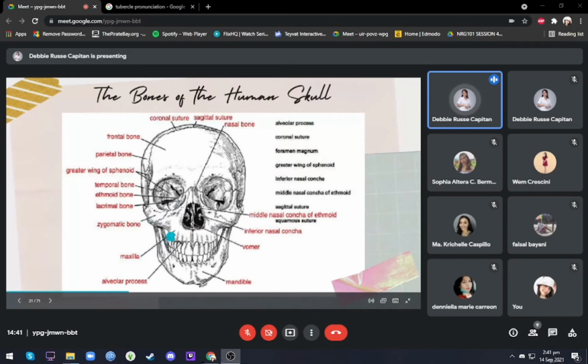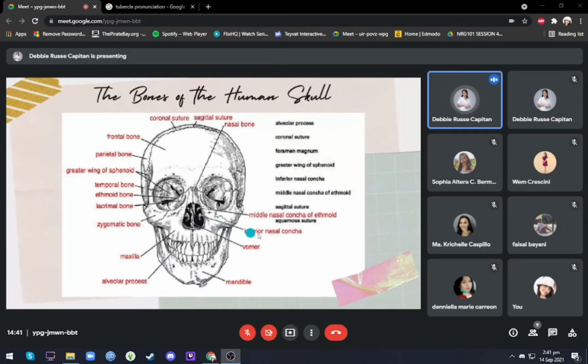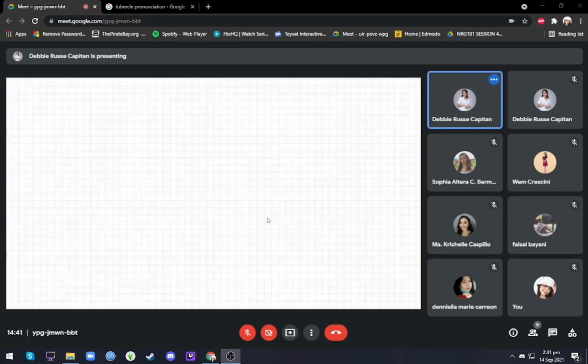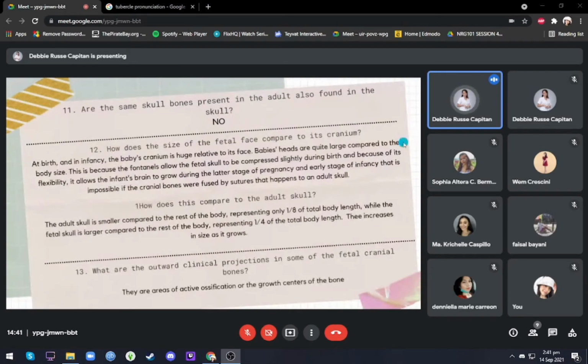This is our maxilla. This is the alveolar process. This is the mandible. This is the vomer. This is the inferior nasal concha. And this is the middle nasal concha of the ethmoid. So for the questions, number 11, are the same skull bones present in the adult also found in the fetal skull? Our answer is no.